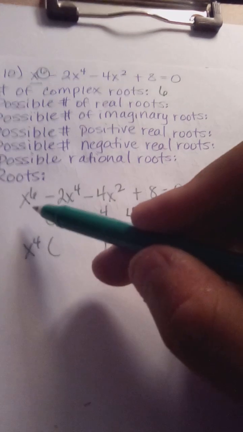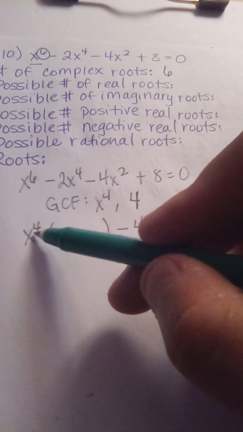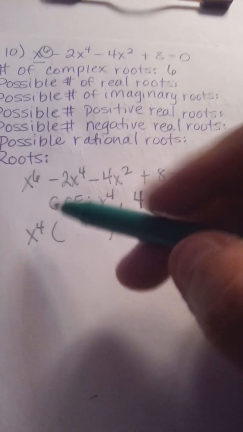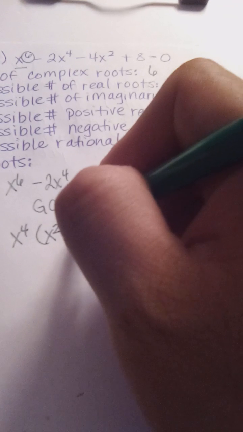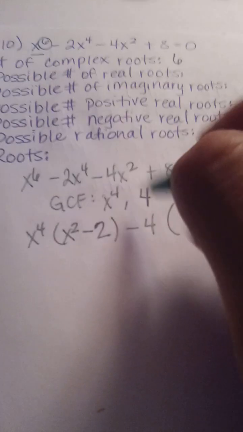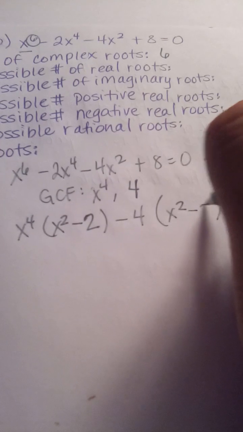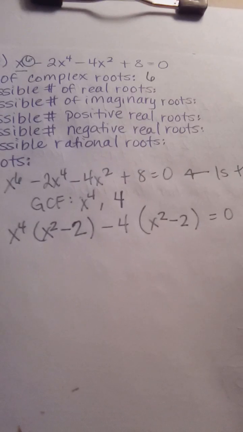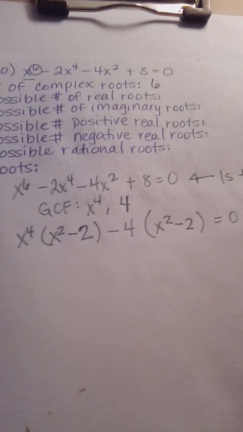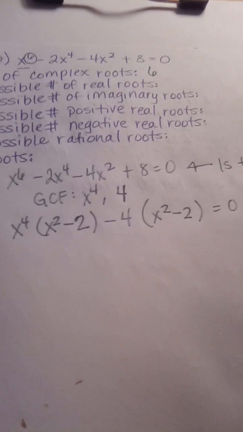Okay, let's look at the first term, the first part. What's 6 minus 4? 2. It'll be x squared. And what's left over? Minus 2. Same thing. What's left over? x squared minus 2. There, that's it. That's how you clean it up a little bit. So far, so good, everyone.